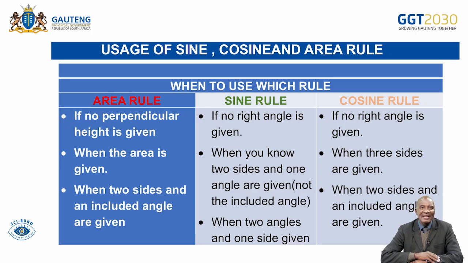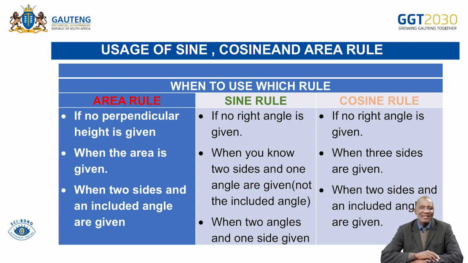When we talk about the area rule, we are saying when can we use the area rule? If no perpendicular height is given. That's when we use that area rule. Yes, the area rule will always work, but we reserve it for non-right angled triangles. When we have a 90-degree angle in that triangle, we obviously use half base times height. But otherwise, nothing stops us from using this particular rule. That half base times height was derived from the area rule.